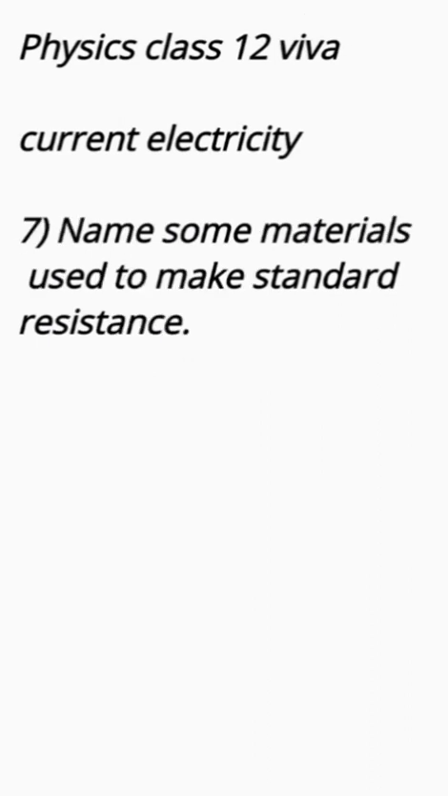Name some material used to make standard resistance. So there are some alloys like constantan, manganin, nichrome, which are used to make standard resistance. That is the resistance of fixed value by which we can measure some other resistance, or we can do our experiments.